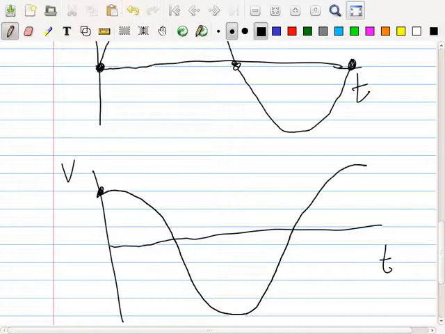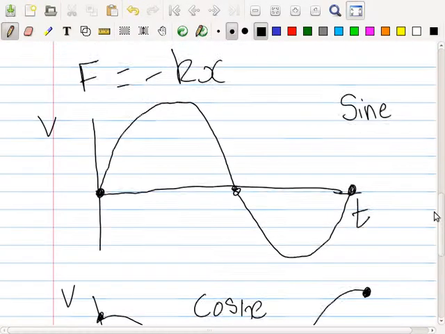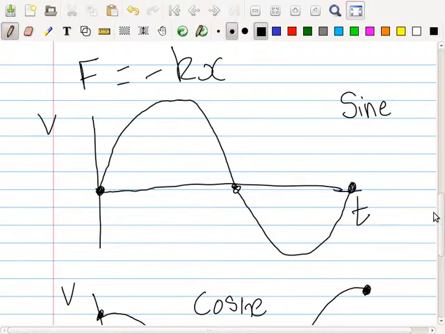So it stops here and here. What type of graph is this? Sine and cosine. So you actually have an idea of the formula for the velocity. Let's call this piece here A.